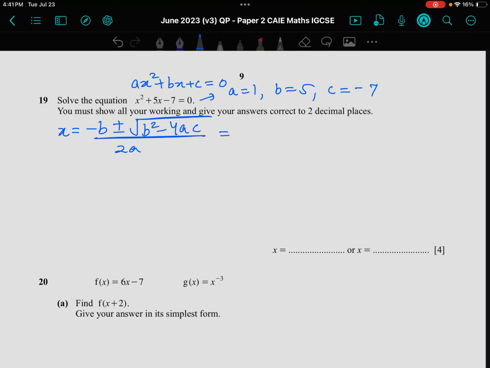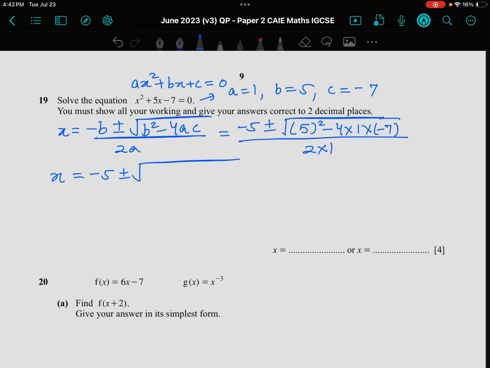Now putting the values, minus 5 plus minus under root of 5 square minus 4 into a is 1 and c is minus 7. So I put it in the bracket, upon 2 into 1. So x is minus 5 plus minus under root 25 plus 28 upon 2. So this is minus 5 plus minus under root of 53 upon 2. So minus 5 plus minus under root of 53, which is 7.28, upon 2.